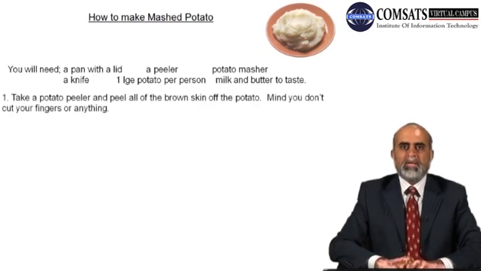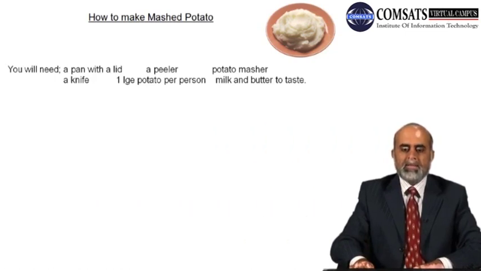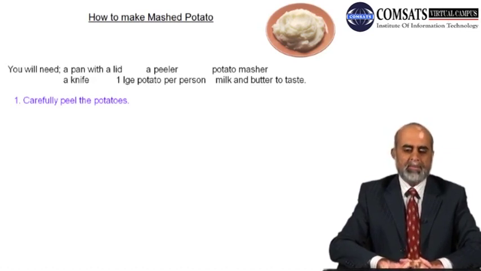So far we have not included any of the steps. First step would be take a potato peeler and peel all the brown skin off the potato. Mind you don't cut your fingers or anything. So do you think this sentence is clear enough? It isn't. So instead of writing that, you can simply write carefully peel the potatoes. All the other information is probably unnecessary here.